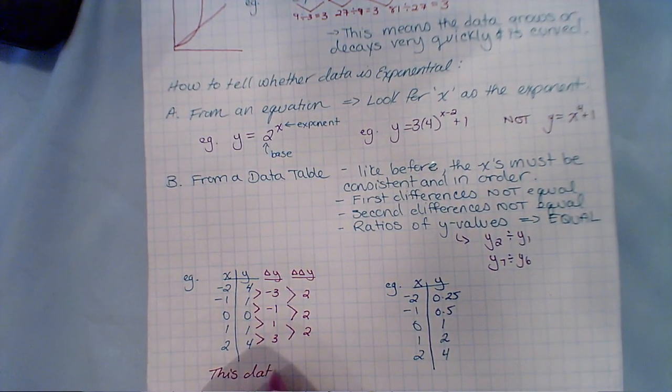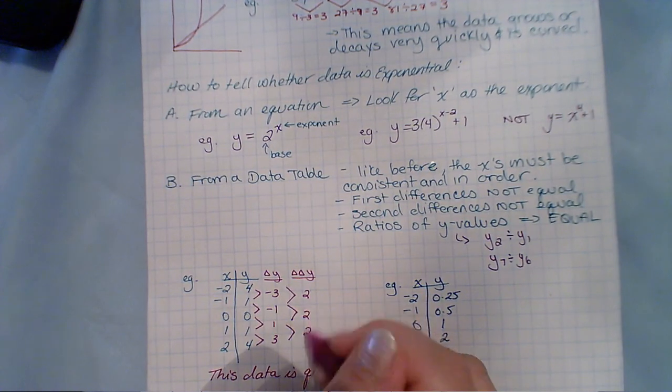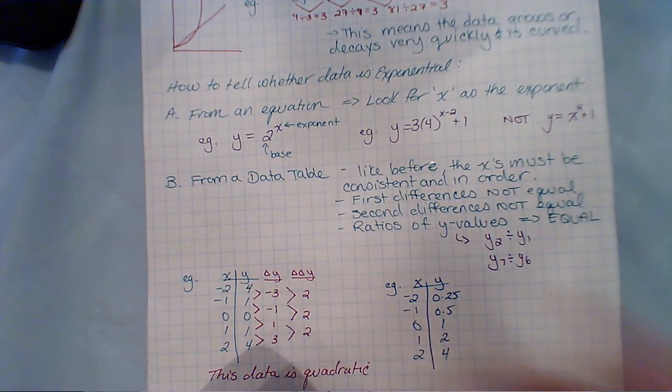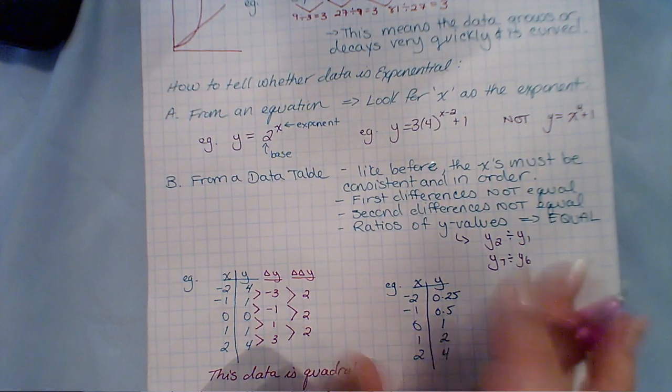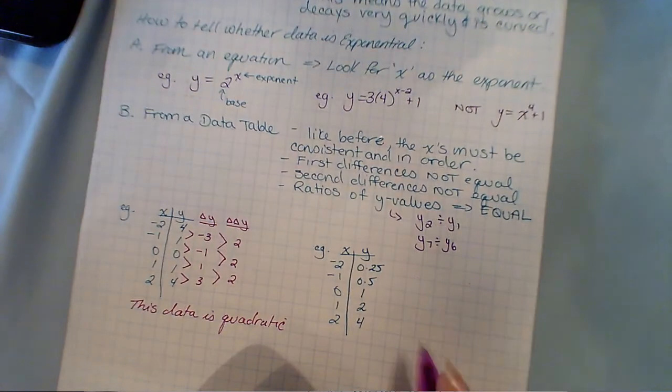We don't go any further because we've already proven that since the second differences are all equal, this data is quadratic. We don't test for anything else. It can't be more than one thing. Let's try the next situation.